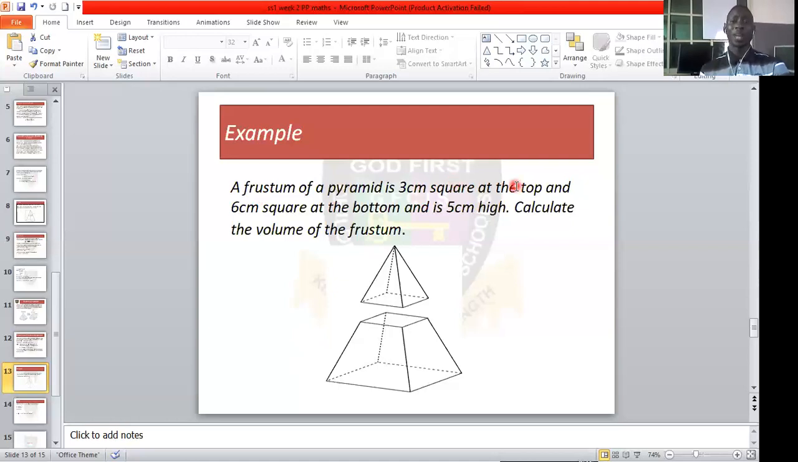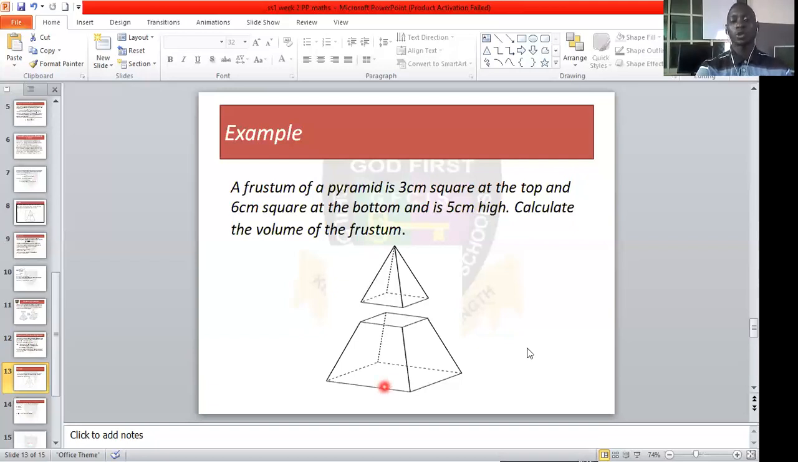So a frustum of a pyramid is 3 centimeters square at the top. That is, the base area here is 3 centimeters square, and 6 centimeters square at the bottom. And the height is 5 centimeters. That is the height of this frustum, not the height of the whole pyramid.